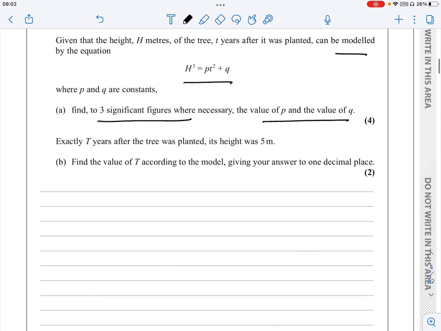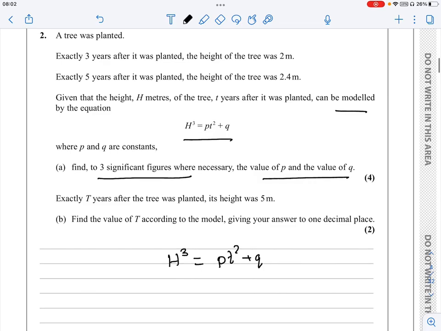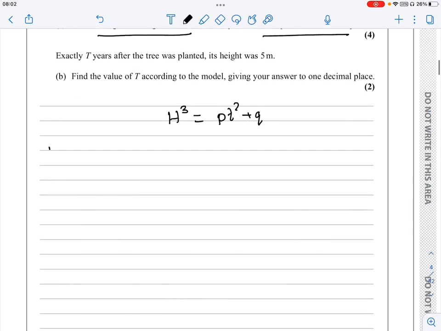So we have h cubed equals p t squared plus q. So t equals 3 and h equals 2. What does that become? 2 cubed equals p times 3 squared plus q. So this gives me 9p plus q equals 8.